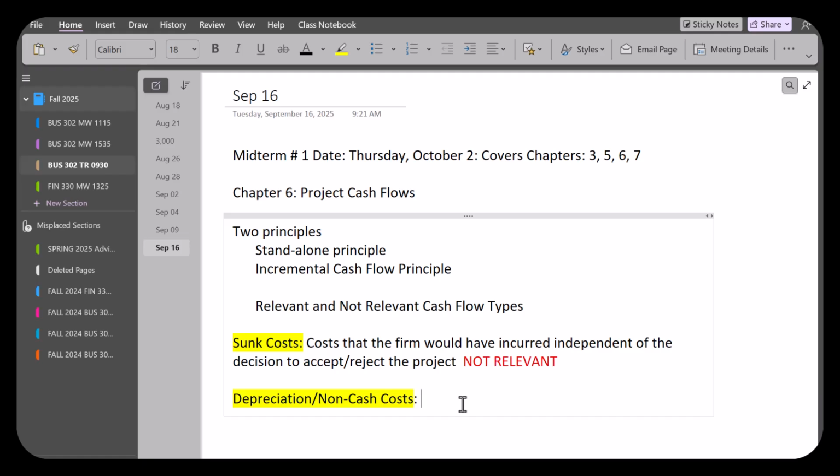If the project we're doing was for a nonprofit firm, the firm is not going to pay any taxes anyway. So then we could ignore depreciation. But in this case, in the general case, we cannot. For tax-paying firms.